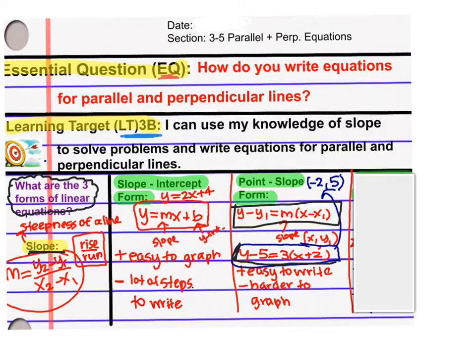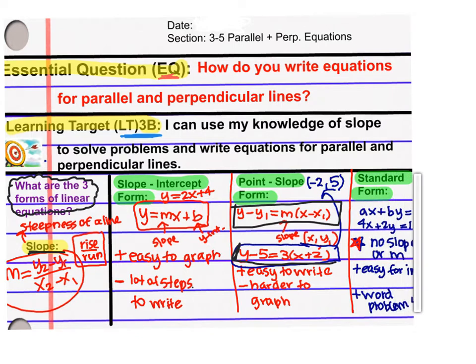So a plus of point slope form is that it's super easy to write the equations. A con, and we actually don't use point slope form too frequently, is that it's harder to graph, it's harder to make tables, so we don't always use this super frequently.